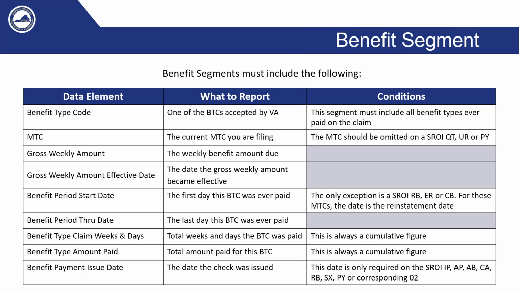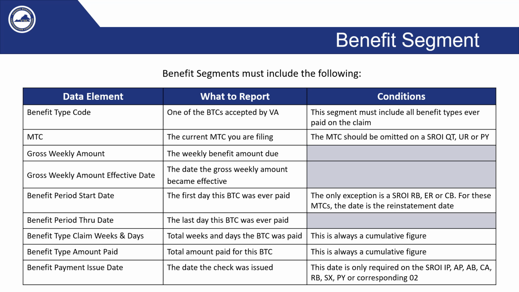The benefit segment. It must include the benefit type code, which will be one of the BTCs accepted by Virginia. This segment must include all benefit types ever paid on the claim. The MTC, which will be the MTC you are filing, but should be omitted when you are submitting a Shorey QT, UR, or PY. Gross weekly amount will report the weekly benefit amount. Gross weekly amount effective date will report when the gross weekly amount became effective.